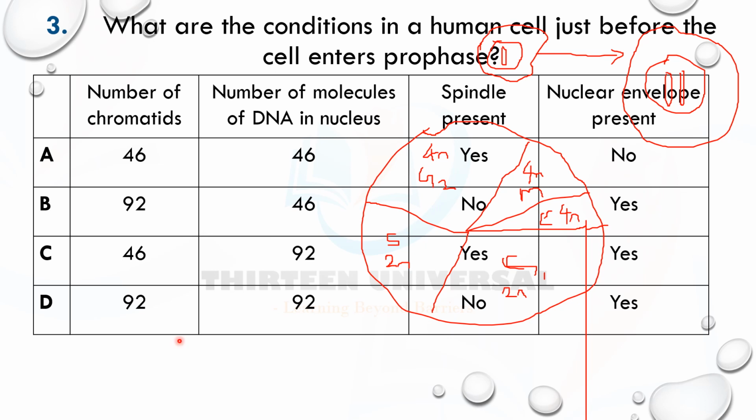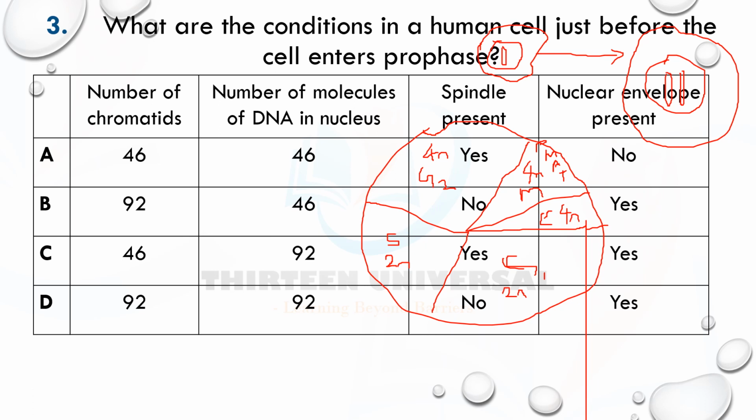solve this question, guys. So, number of chromatids, of course. Look at what I said: just before it enters prophase. That means here, this is G2. This is mitosis. The first stage of mitosis is prophase. You remember? Remember, the first stage is prophase. So prophase is here. Second is metaphase. Third is anaphase. Fourth is telophase. You get? So just before it enters prophase is G2.